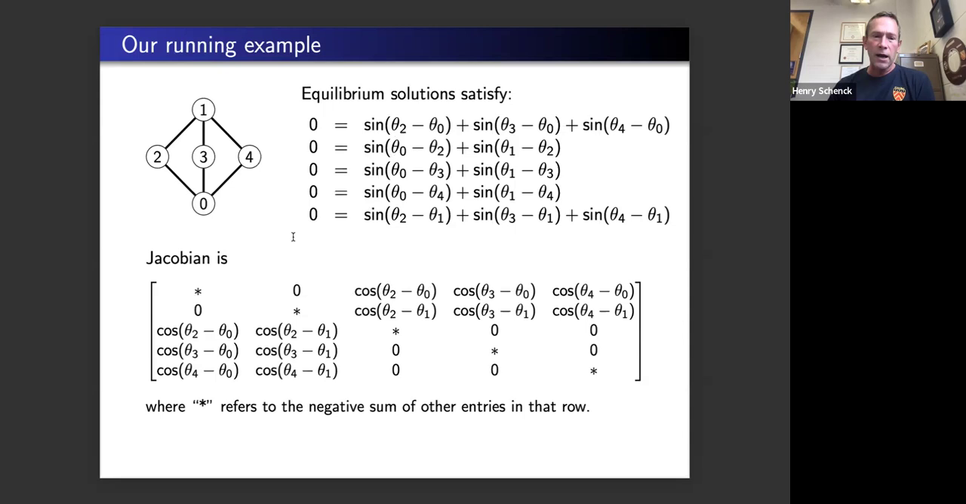Now, the diagonal entries, those little asterisks, are there because I can't fit a minus sum of negatives in there in an aesthetically pleasing manner.